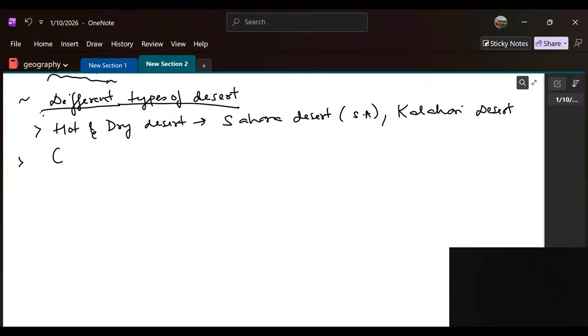After that, coastal deserts are also there. Coastal desert, example Atacama Desert. Atacama Desert, can anybody tell? It is in South America, right? Atacama Desert is in South America.